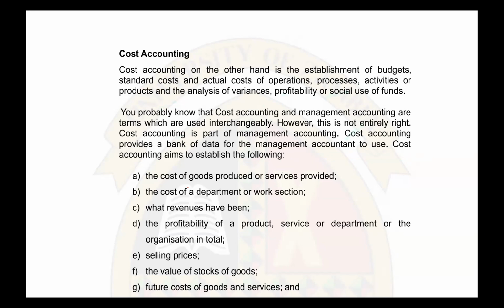Now, what cost accounting does is that it provides a lot of data for the management accountant to use. So cost accounting aims at establishing the following. Number one, the cost of goods produced and the services produced. That is what you're interested in as a cost accountant. You want to establish the cost of goods or the cost of services that you provide. When you're providing services, what cost do you incur? What expenditure do you incur?